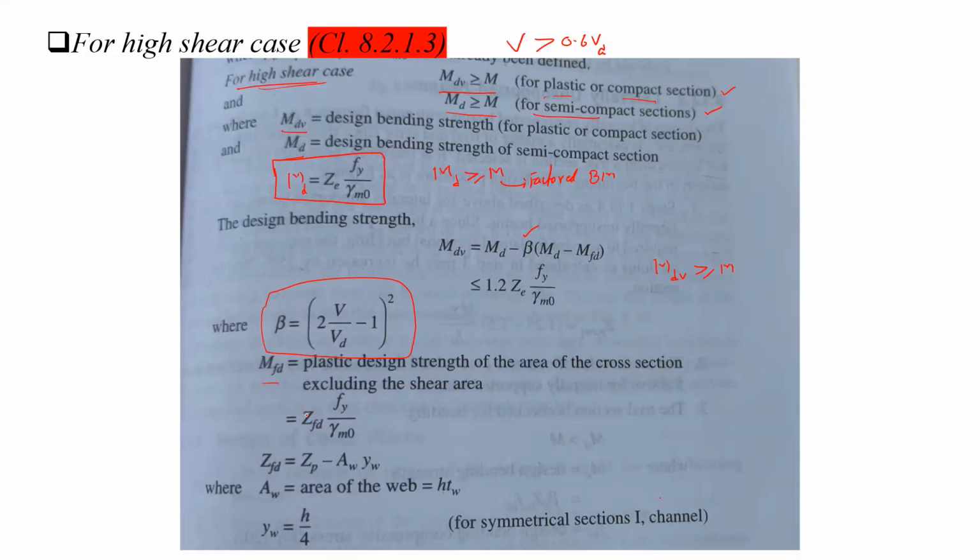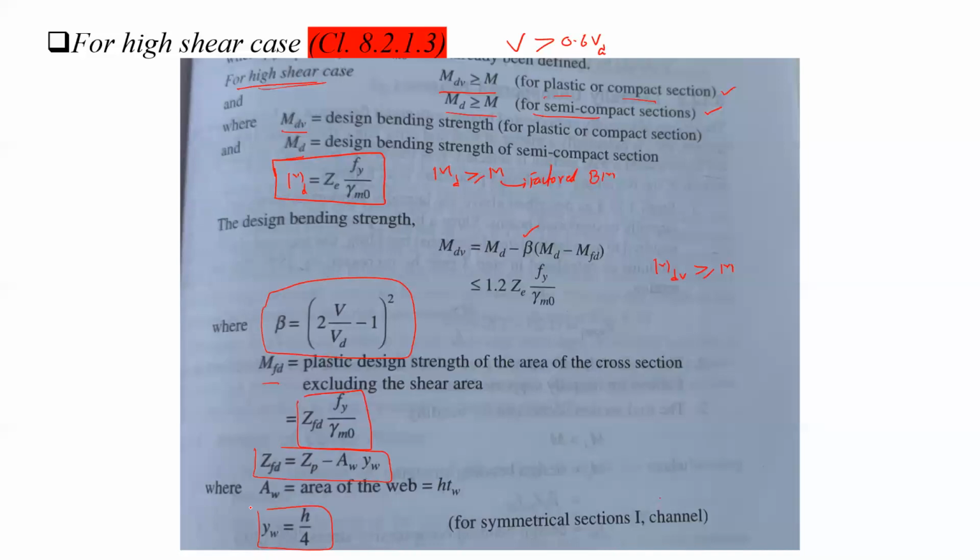MFD is calculated by using this formula, that is Z into FT by Z into FT, ZFT into Fi by gamma M naught. And again, ZFT value is calculated by using this formula, that is ZP minus AW into YW. Here YW is calculated by using this one, that is total height of the section divided by 4. And AW is nothing but area of the web, which is height into thickness of the web. So from this, you're going to get the values of the high shear case conditions.